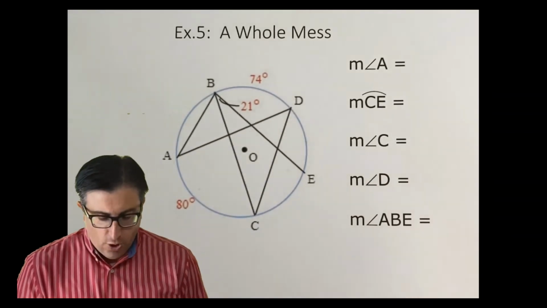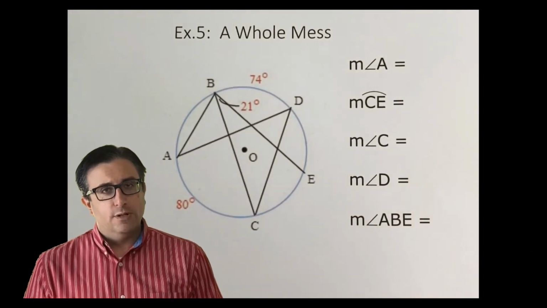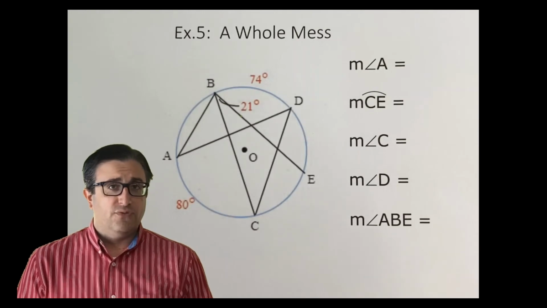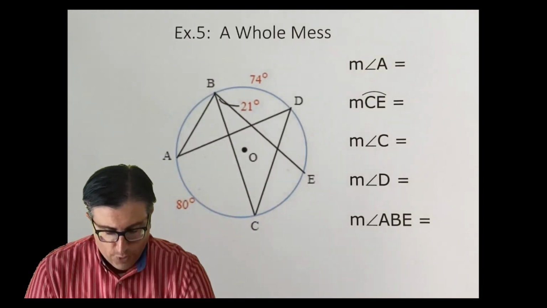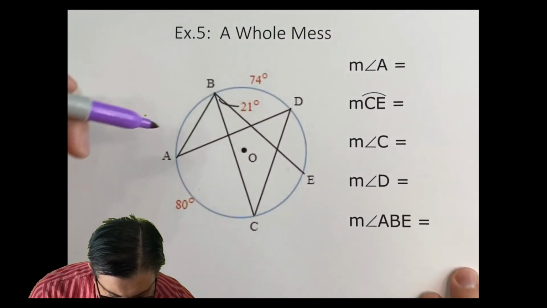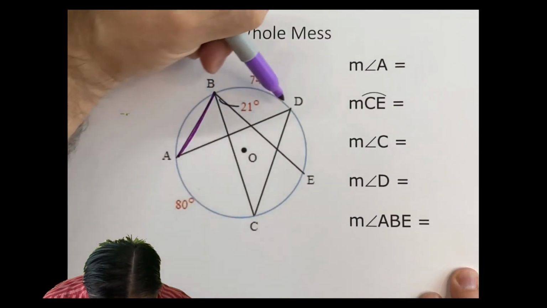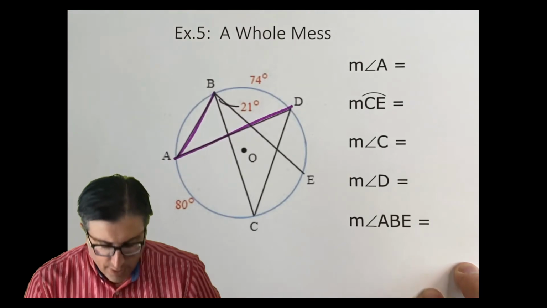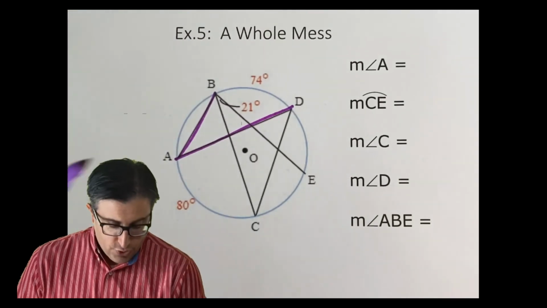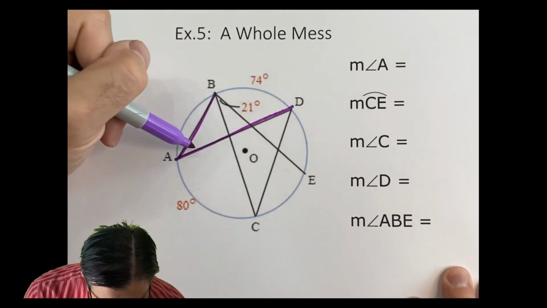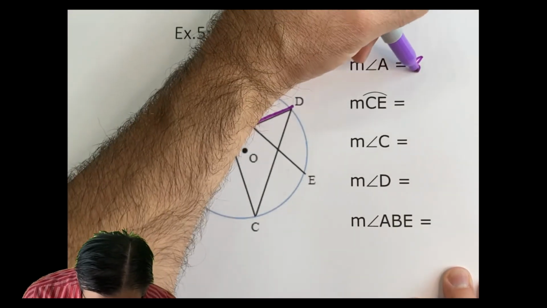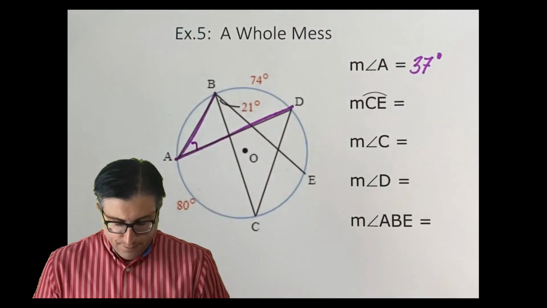Example 5 I called just a whole mess problem because it's got a bunch of chords, a bunch of inscribed angles, and a bunch of intercepted arcs. It's got a lot going on, so let's focus in on each part of it. First, we want to find the measure of angle A. Angle A creates the arc BD. So if BD is 74 degrees, trace it in. That means angle A is half of that arc, or 37 degrees.